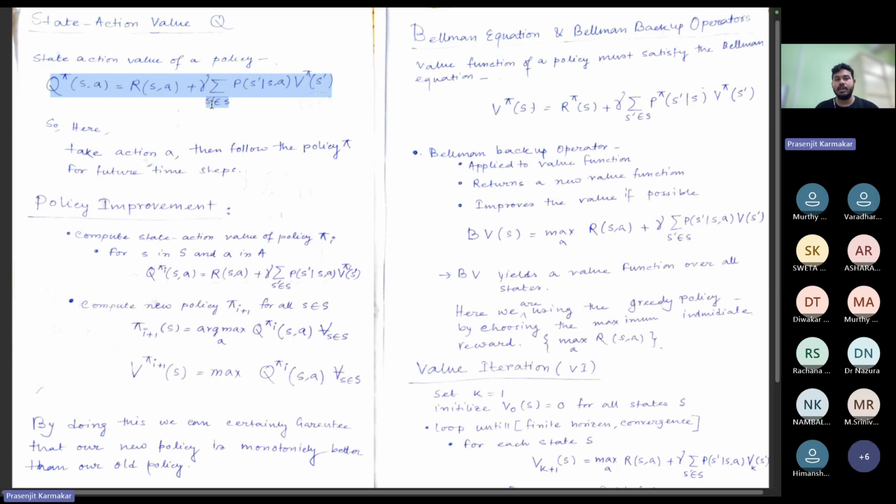So what does it mean? You take an action A and then you follow a policy pi. This is the kind of return you will get, the average return you will get, as a Q function for that particular action.